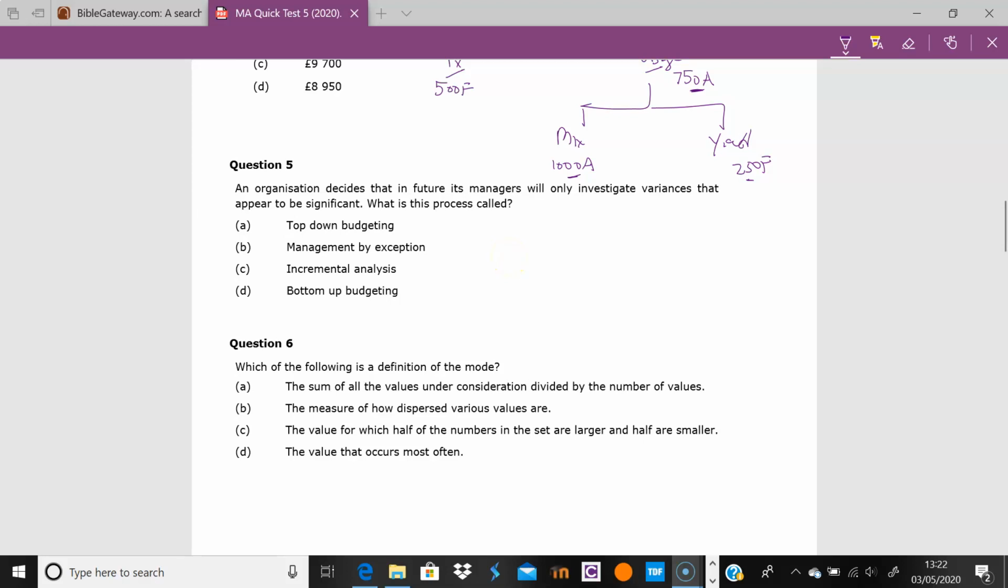Right, so this is some general theory on budgeting that you will find in the material to read up on, but you can probably use the process of elimination if you weren't too sure. The organization decides the management will only investigate variances that appear to be significant.